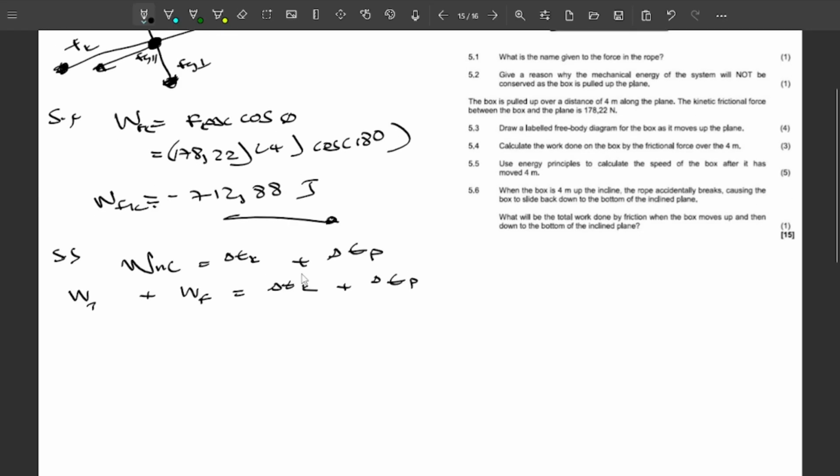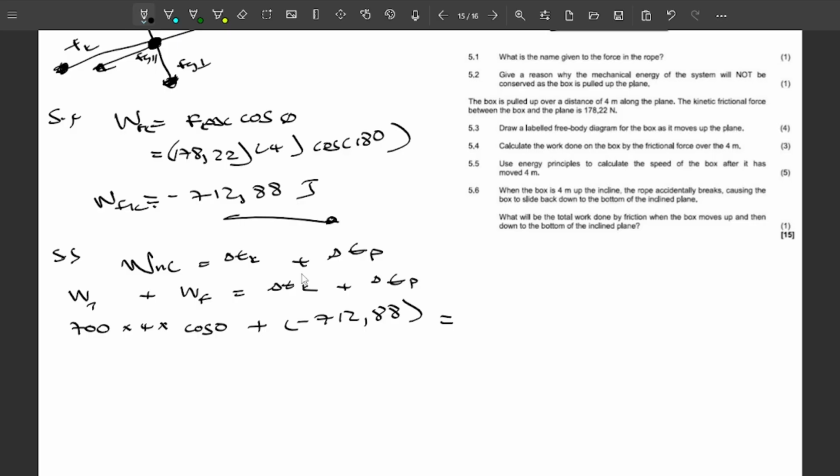In most instances we have to calculate the tension, of which it's 700. So I'm going to say 700 multiplied by 4 multiplied by cos 0, since it's in the positive direction that we want, then plus the work done by the frictional force, which we have calculated already, which is negative 712.88 joules. And we can come on this side.